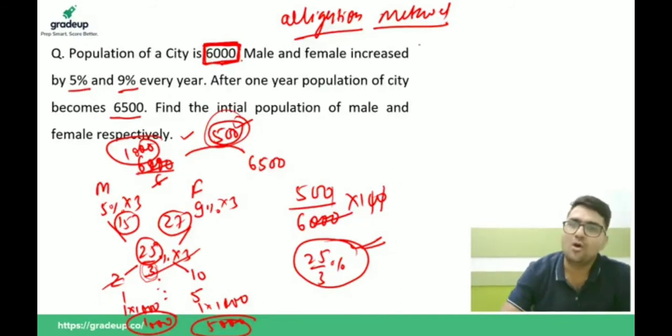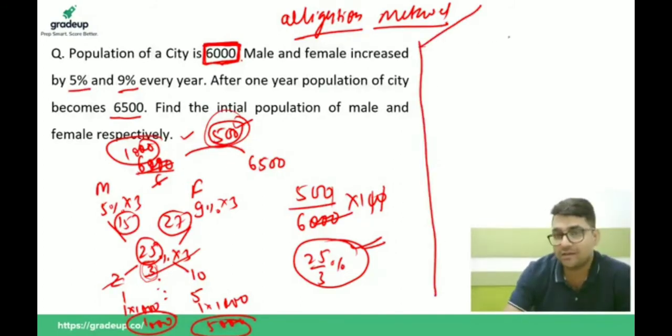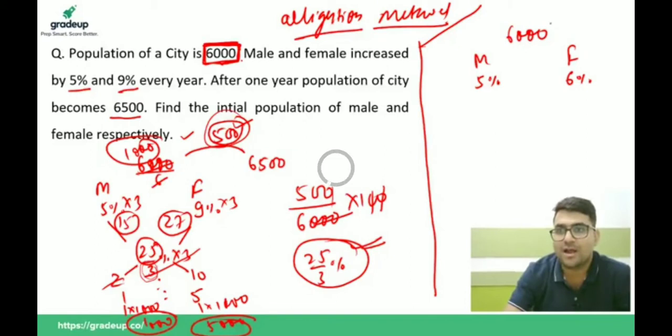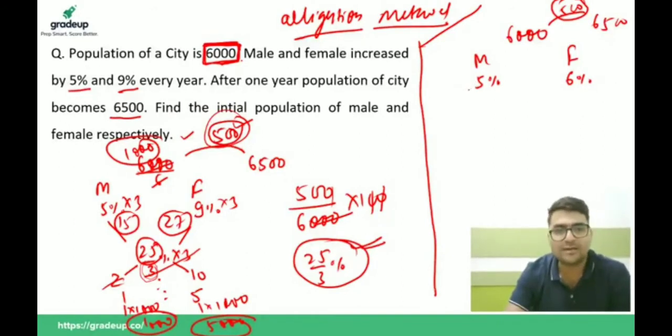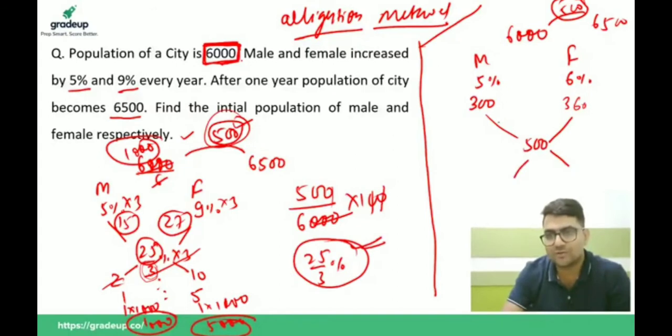Okay, guys, or you can do this question by another method. 6,000 is the population, male and female. Male increases by 5%, female increases by 6%, and the overall increment is 500. So I will not go by the percentage method. I will do this question in population terms. So 5% of this is 300, 6% of this is 360, and they increased 500 overall. So this will become 200. This will become 140.